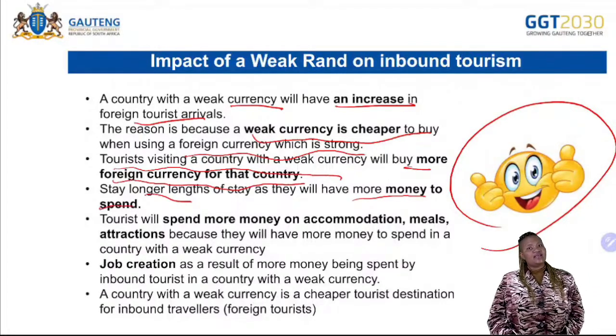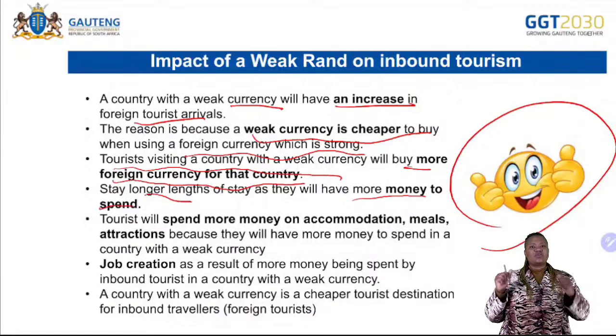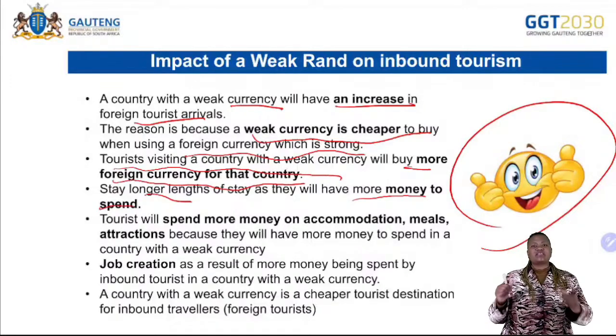Now this is good for us: staying longer, spending more on bed nights, spending more on attractions, activities, meals. Yay, that is good for the tourism industry. That is what we want. We get more tourists when our currency is weak. We get more inbound tourists when our currency is weak.